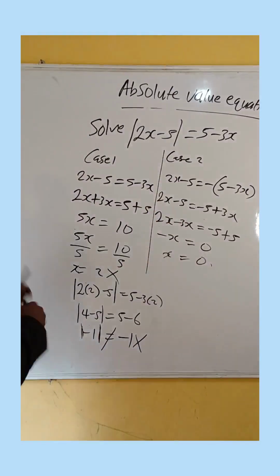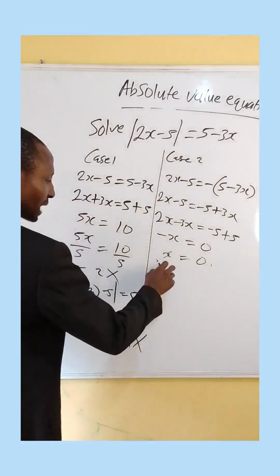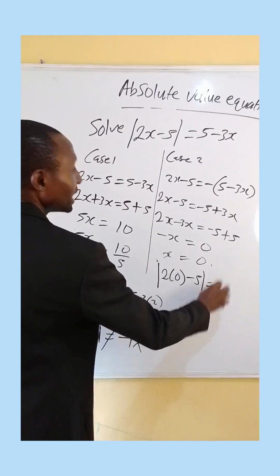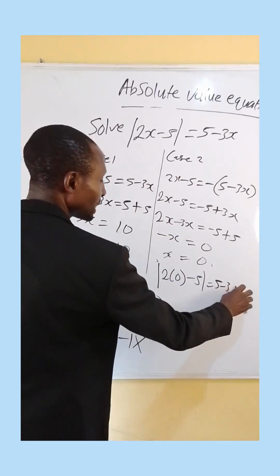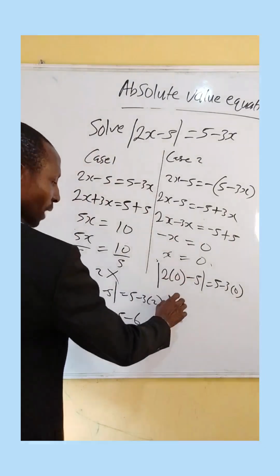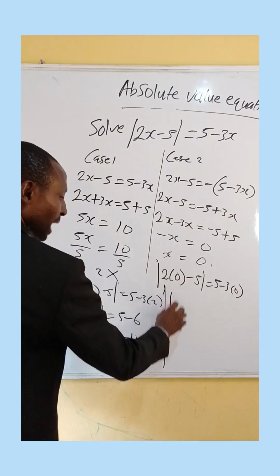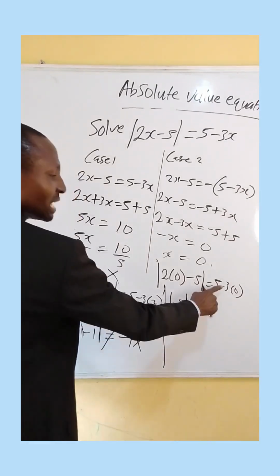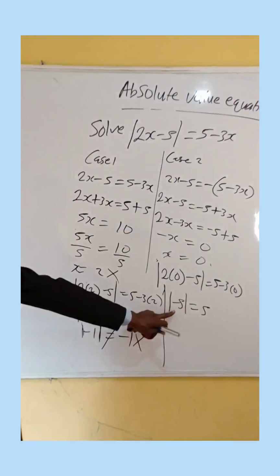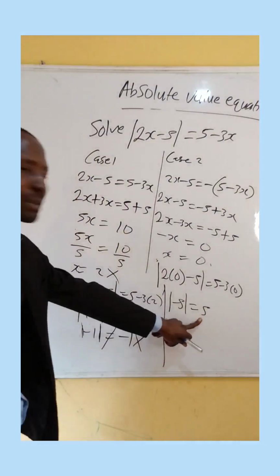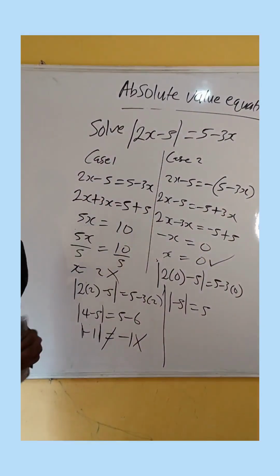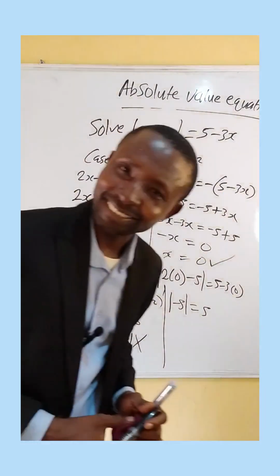Let's check x equals 0. So the absolute value again: 2 bracket 0 minus 5 equals 5 minus 3 bracket 0. So this is 0 take away 5. We have the absolute value of minus 5 equals 5 minus 3 times 0, which will give us 5. And the absolute value of minus 5 will give me 5. So x equals 0 is the solution to this equation. Is that clear?